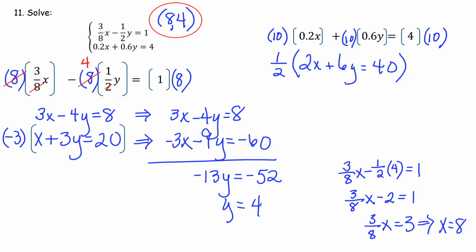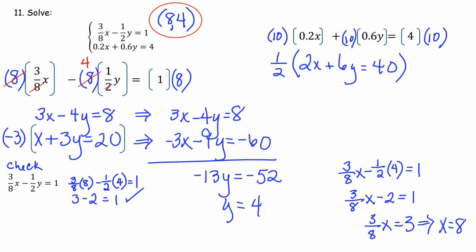but I need to check it, and I'm going to check it in both equations. So first equation, I'm going to put in 8 for x and 4 for y. So 3/8 times 8 minus 1/2 times 4, and that's supposed to equal 1. So when I multiply that out, I get 3 minus 2 equals 1, and that is true.